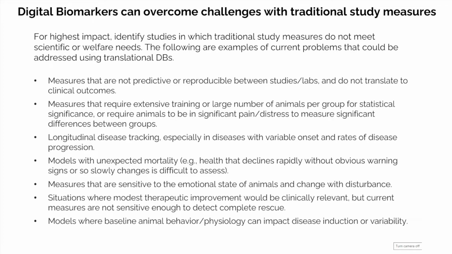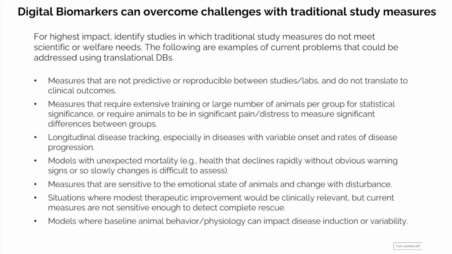So the first is around traditional measures that you might collect on a study in which they're not necessarily predictive, perhaps they're not reproducible between studies or labs, or more importantly, may not translate to clinical outcomes. And one great example here is one that we actually use quite often at Recursion, which is idiopathic pulmonary fibrosis.